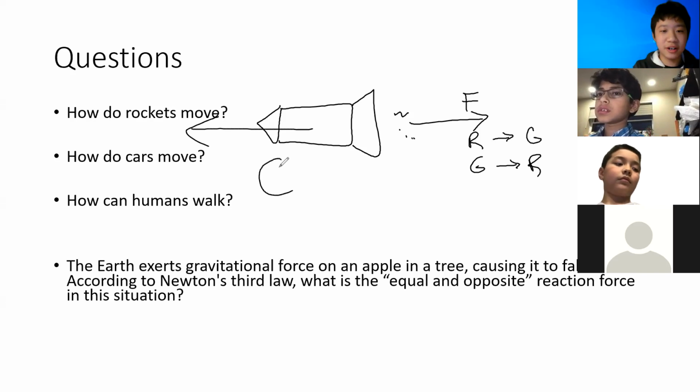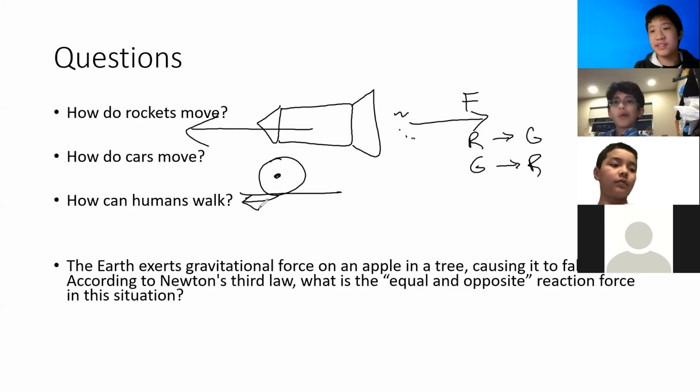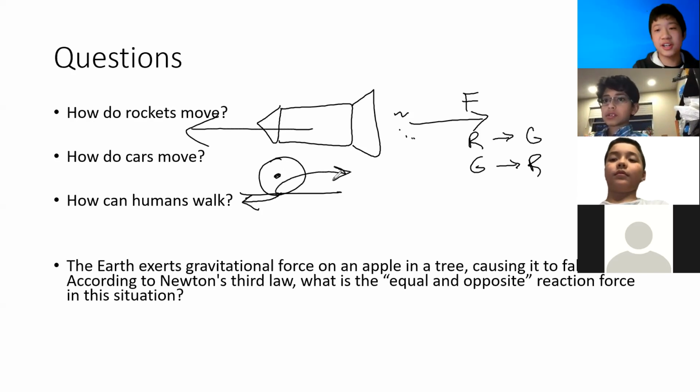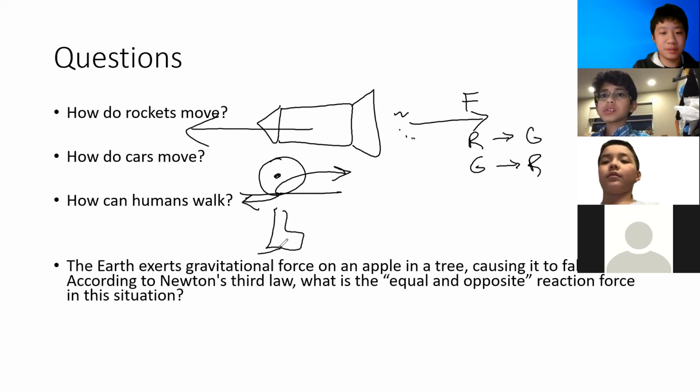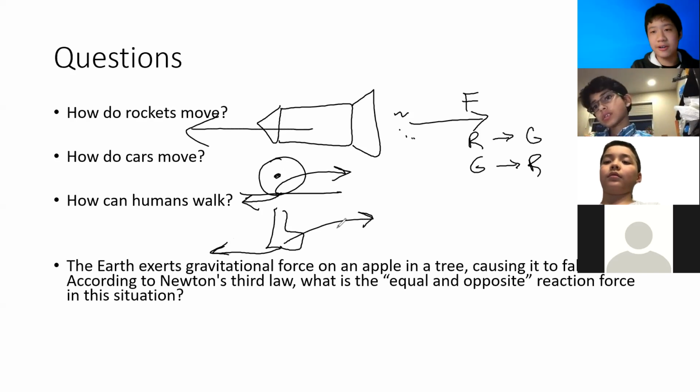And the same thing goes for cars. If we have a wheel here, the car pushes the ground backwards, right? Pushes the ground backwards, and the ground will push the car wheel forward. The same thing with the human foot. The human foot will push the ground backwards, and the ground will push the human forward. Okay, are there any questions?